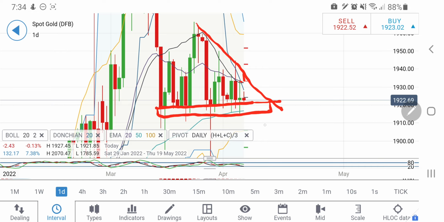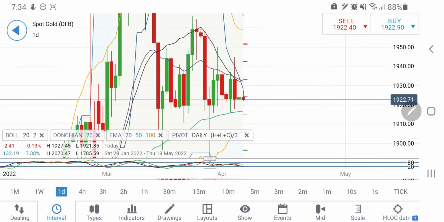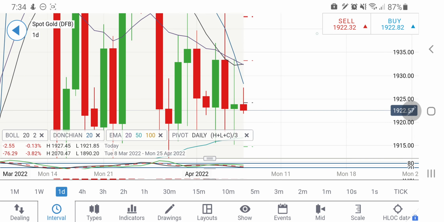Any long entry is recommended only beyond 1925, where you can expect that it may try to hit this zone at 1928 and then 1934 levels. These two levels are particularly important because if it crosses 1934, it will again try to hit 1940 and plus levels. So I'll be watchful.